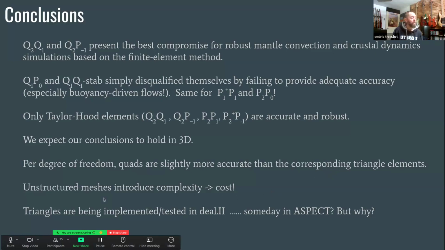Something to bear in mind is that unstructured meshes introduce complexity, right? You need to mesh. What we take for granted with p4est, we would have to have a different library that handles meshes and refinements, that sort of thing. So there is some cost associated to it. And I'm curious to hear from the deal.II people how things are going with respect to the implementation of triangles in deal.II that is currently going on. And maybe someday in ASPECT, but still we should ask ourselves the question, why would we want triangles in ASPECT to start with? So with this, I'll leave you with this. Thank you.